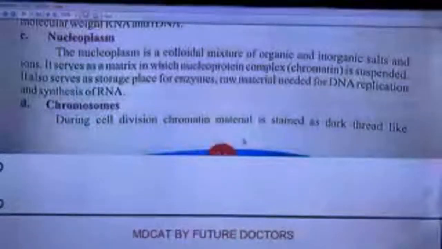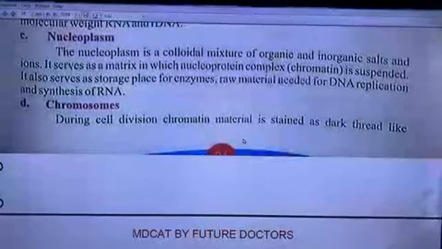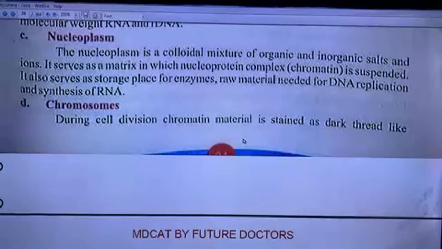Nucleoplasm. The nucleoplasm is a colloidal mixture of organic and inorganic salts and ions. It serves as the matrix in which the nucleoprotein complex chromatin is suspended. It also serves as a storage place for enzymes and raw material needed for DNA replication and synthesis of RNA.